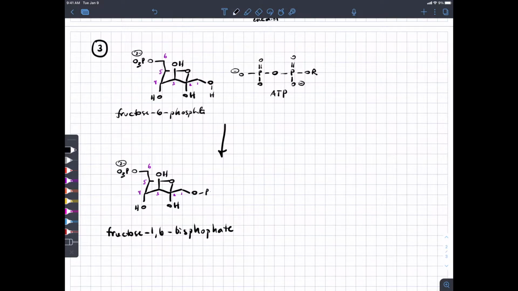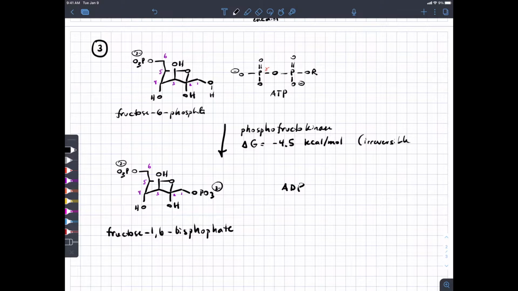All right. So that will install the phosphate group here, and then we'll have ADP here. The enzyme is called a kinase because it transfers the gamma phosphate group from ATP to fructose. So the name of the enzyme is phosphofructokinase. And this step is also irreversible and will therefore be tightly regulated. It's downhill by about 4.5 kilocalories per mole, which is basically irreversible.